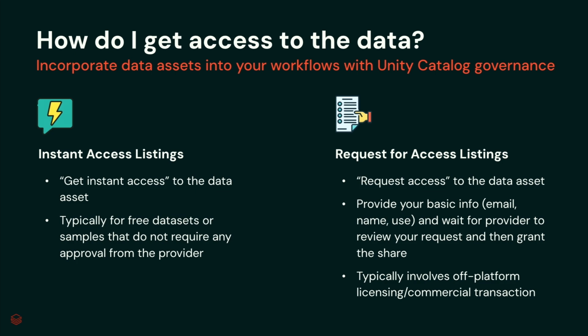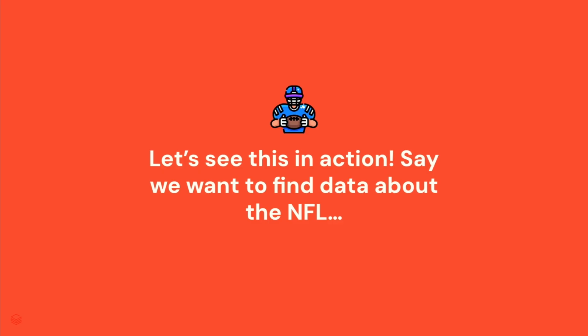And then you have request for access listings. These are going to be your traditional monetization efforts, right? This is a listing type where somebody will come in and request access. When they request access, it sends a notification to the data provider, who can then review, go through any sort of licensing or contractual discussions, and then enable this data set within Marketplace for the end user to use. So I'm going to quickly run through an example looking for data about the National Football League.